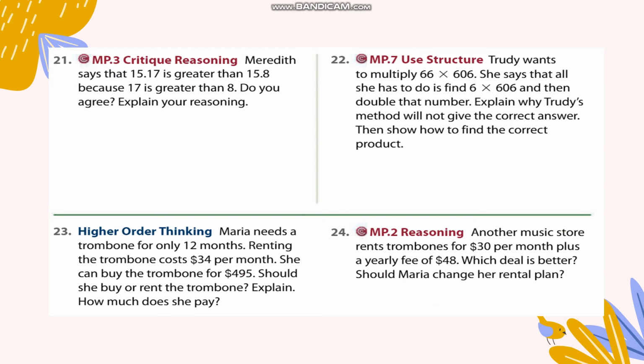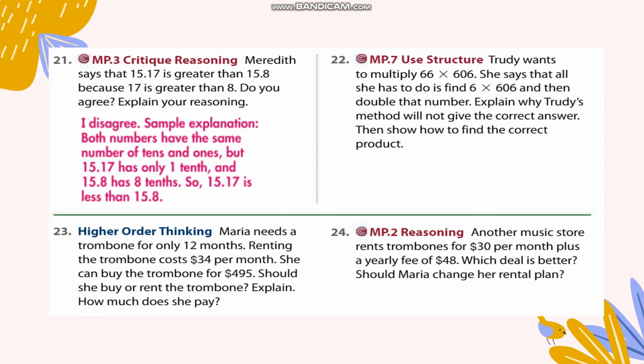Number 21. Meredith says that 15.17 is greater than 15.8 because 17 is greater than 8. Do you agree? The answer is disagree, because both numbers have the same number of tens and ones. But 15.17 has only one tenth and 15.8 has 8 tenths. So 15.17 is less than 15.8.